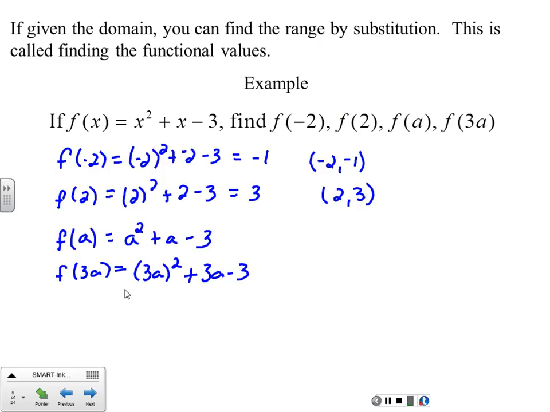This time we can do some algebra, right? 3a squared is going to be what? 9a squared. And then you can't do anything else. So your domain for this one is going to be 3a, and your range is going to be 9a squared plus 3a minus 3. Pure substitution. Okay?